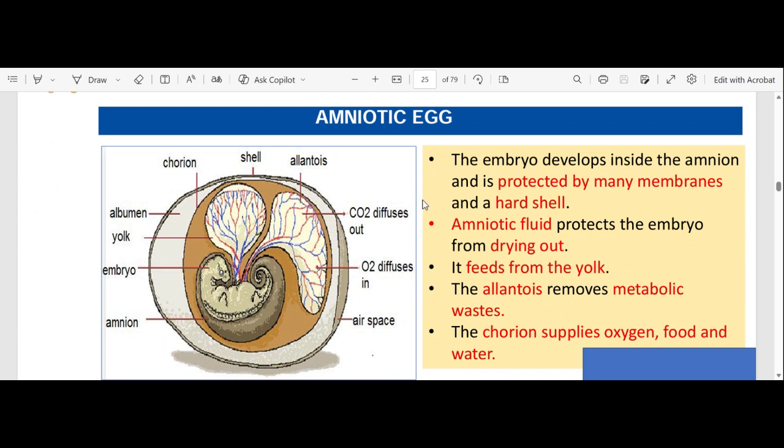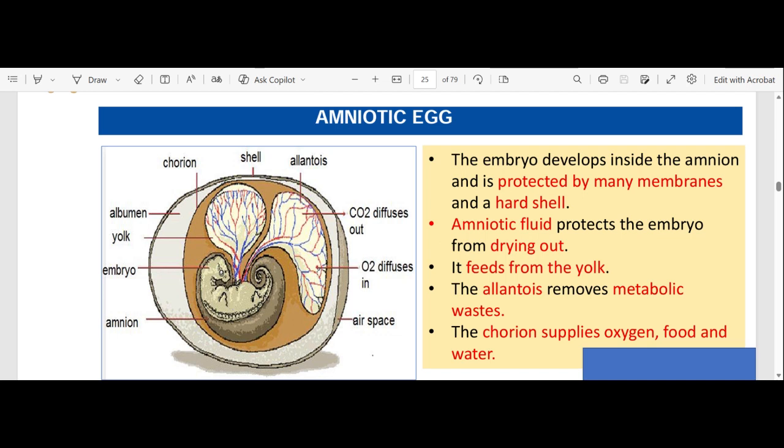The first point says that the embryo develops inside the amnion and is protected by many membranes and a hard shell. As you can see in this picture, there's an embryo, and the embryo is protected by 5 membranes. I'm also including the shell as a membrane because it adds to the protection of the embryo. Those membranes are called extra-embryonic membranes because they're outside the embryo. Does that make sense? Okay, let's go to the second point.